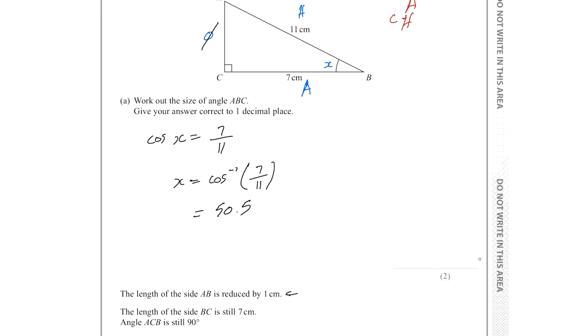So if I look back at this, what I've actually said is cos ABC is equal to 7 over 11. And now what they're saying is cos ABC is equal to, AB has been reduced, so that is now going to become 10, so that's now 7 over 10. So if you now look at it, will the value of cos ABC increase or decrease? Well, going from here to here, the value is increased, because if you type this into your calculator and convert it to a decimal, that is 0.7. And if you type that into your calculator and convert it to decimal, that's 0.63.